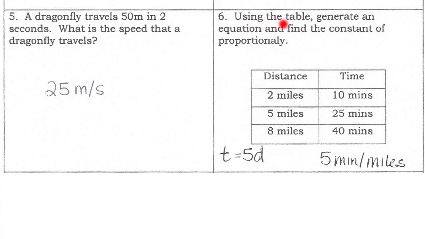Number 6, using the table, generate an equation and find the constant of proportionality. So here we have to take it down to 1 mile. So 1 mile is equal to 5 minutes. So your constant of proportionality is 5 over 1. And to do this, time is equal to 5 times d. So your constant of proportionality is 5.